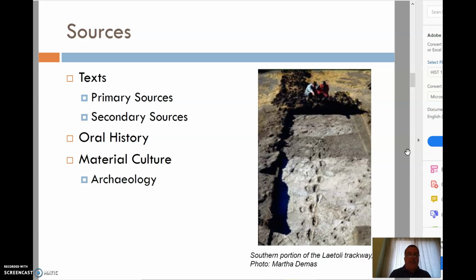We have to assess the fact that not everyone had the ability to leave primary sources that are in text form behind. So not everyone is literate or educated, and some of that's on purpose. That's something we'll talk about over the course of the semester, how education is weaponized over time by a number of different societies at various times.